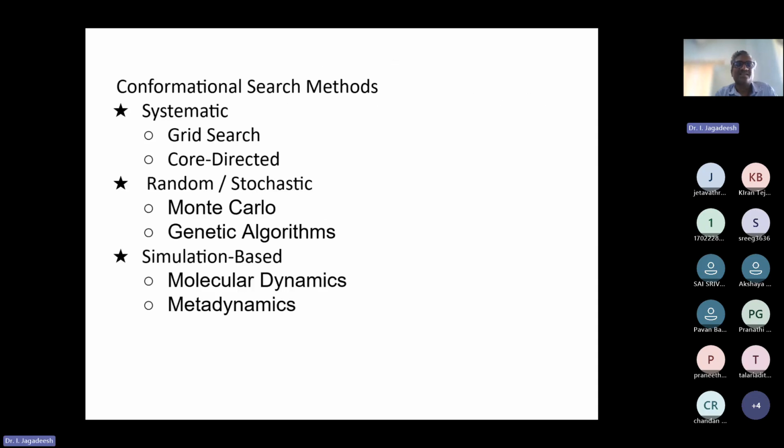Now, conformational search methods are divided majorly into three types. One is a systematic search, another one is a random search or just stochastic search. Don't get confused, both are different. One is selecting randomly.